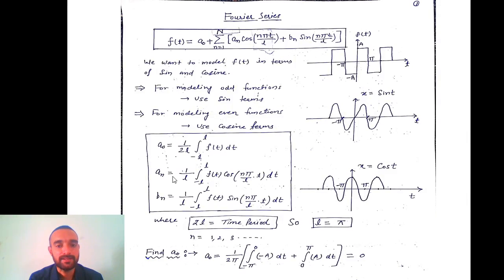a sub n is equal to 1 upon L, integral from minus L to L of f of t cos(n pi t / L) dt. And b sub n is equal to 1 upon L, integral from minus L to L of f of t sin(n pi t / L) dt.